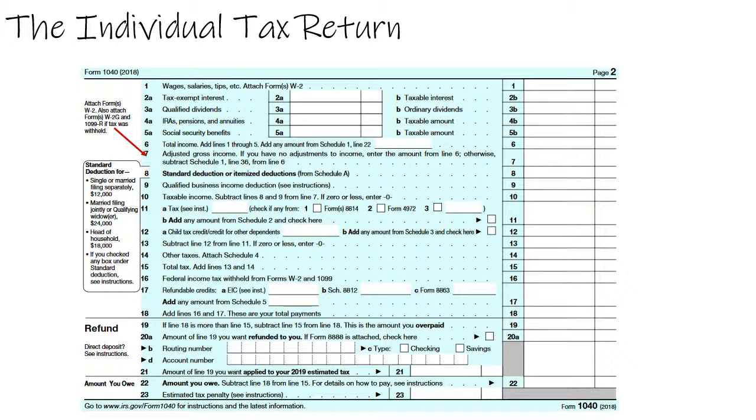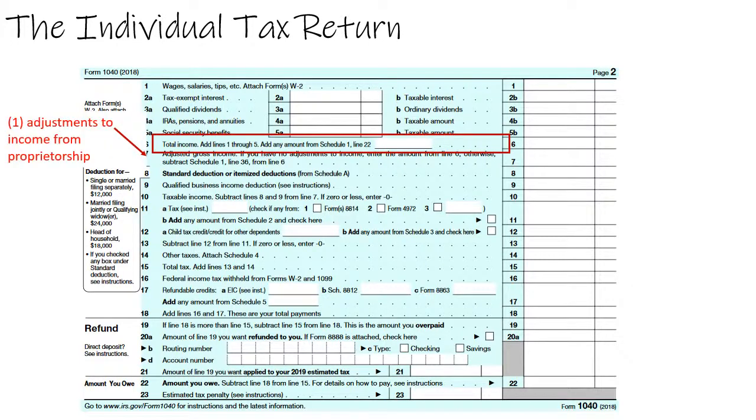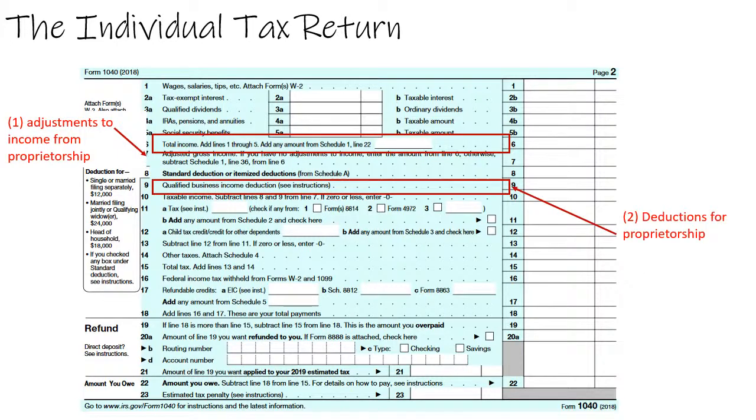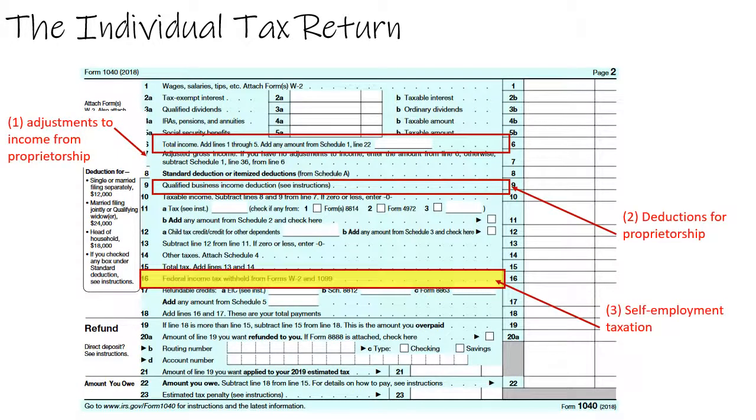The first 2 items, when grouped, relate to proprietorship income, which is an additional source of income that must be added to your individual tax return. We'll also talk about the Section 199 deduction for qualified business income and how that offsets the income earned from a proprietorship. Finally, since most proprietors are self-employed, we'll look at how this impacts the federal income tax withholdings as well as the tax owed.